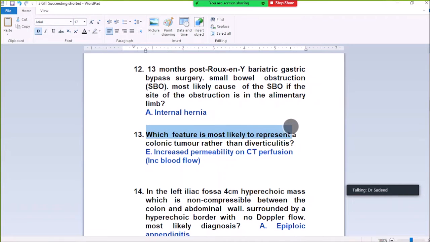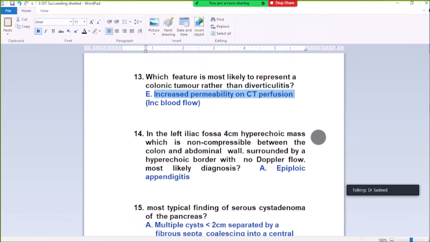13. Which feature is most likely to represent a colonic tumor rather than diverticulitis? Increased permeability on CT perfusion. Because in colonic tumor there will be increased blood flow, so it is a characteristic of tumor and not diverticulitis. Increased permeability to fluid and blood.